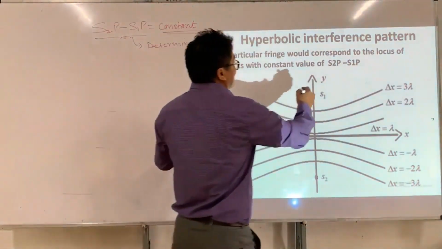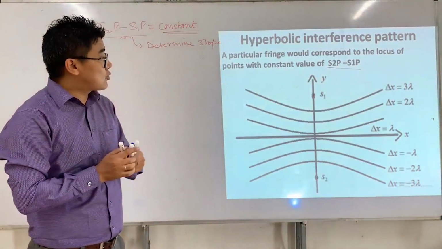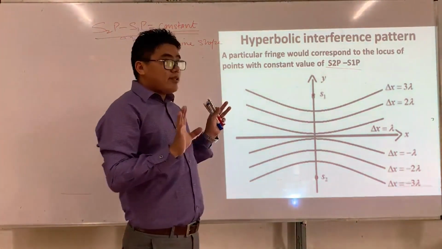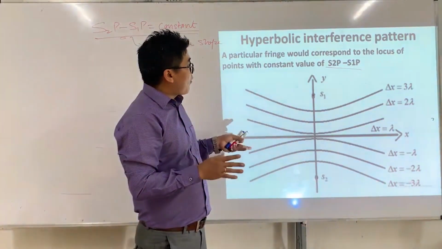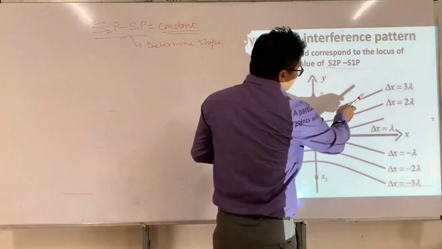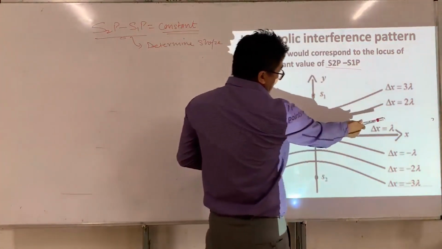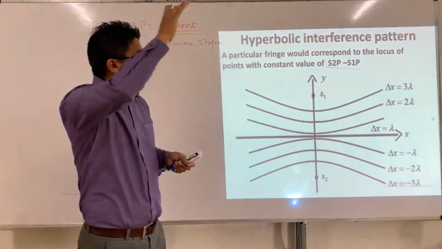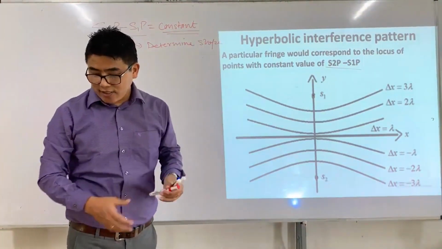This gives you what we call a hyperbolic equation. So the answer is very simple. What is the shape of the interference fringe or interference pattern? The answer is hyperbola. This is the reason. So here, you see the path difference is lambda, then path difference is 2 lambda, and this goes on higher and higher, so the path difference is going to be greater and greater.